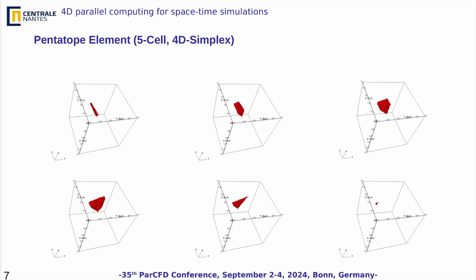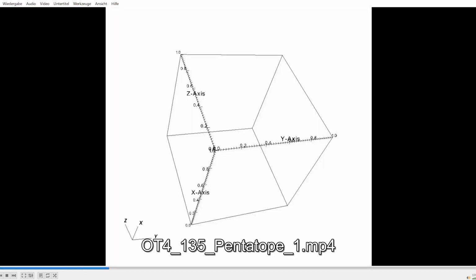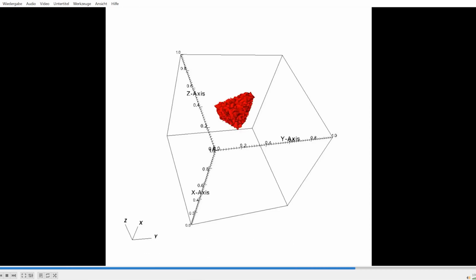An image of a pentatope element. Maybe if you have the animation, it will be a little clearer. Here it's a trace on a 3D cut of a 4D element. It will appear there. And here the time represents the fourth dimension.